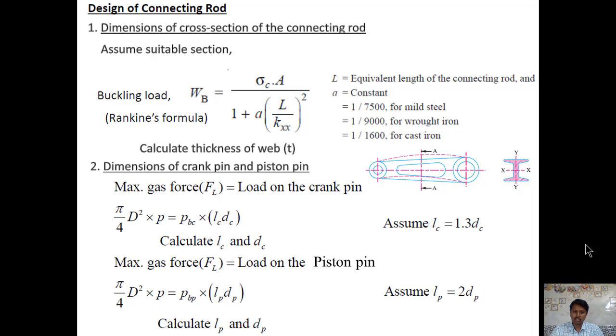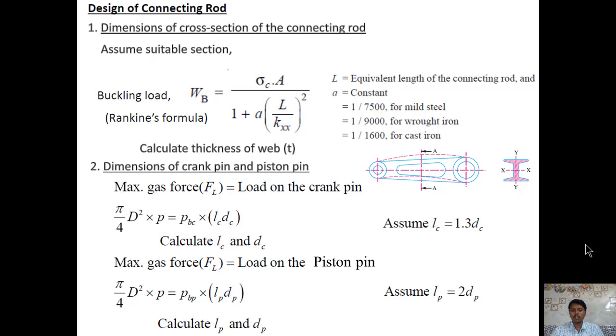Then the second important parts are the crank pin and piston pin. We know that the gas force is transmitted to the piston pin, then to the connecting rod, then to the crankshaft using a crank pin. So, the force acting on the crank pin is the maximum gas force, that is FL. Hence, this FL must be withstood by the crank pin. The design must withstand the gas force. The crank pin is connected using a bearing.